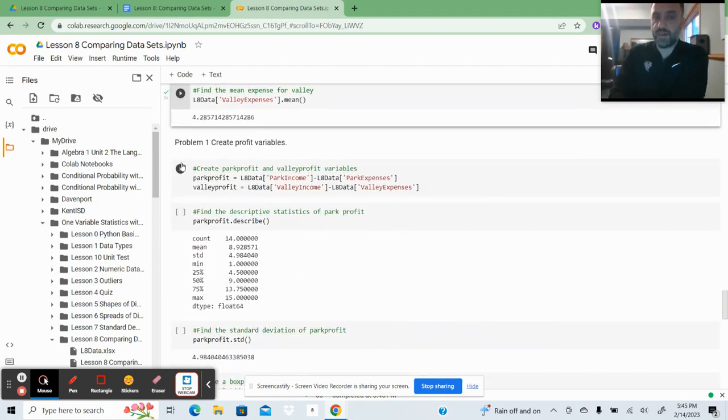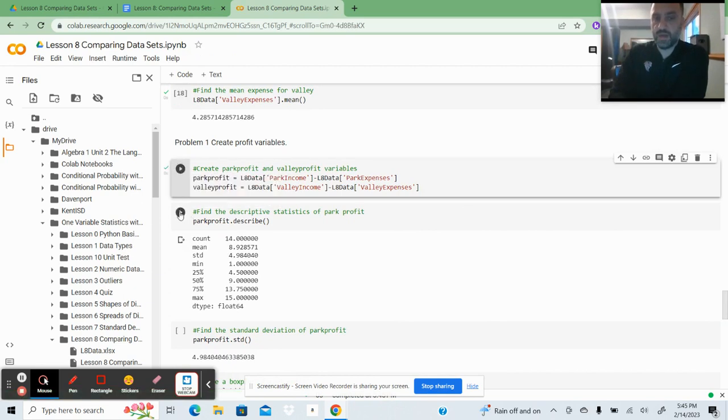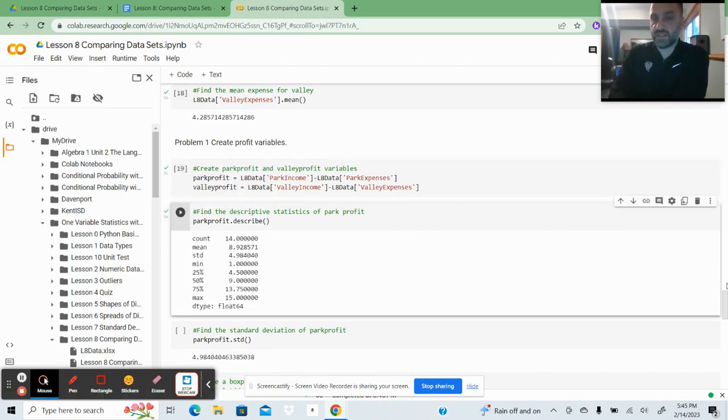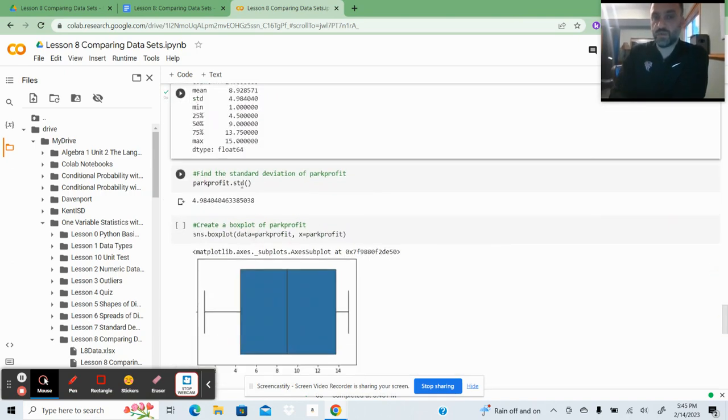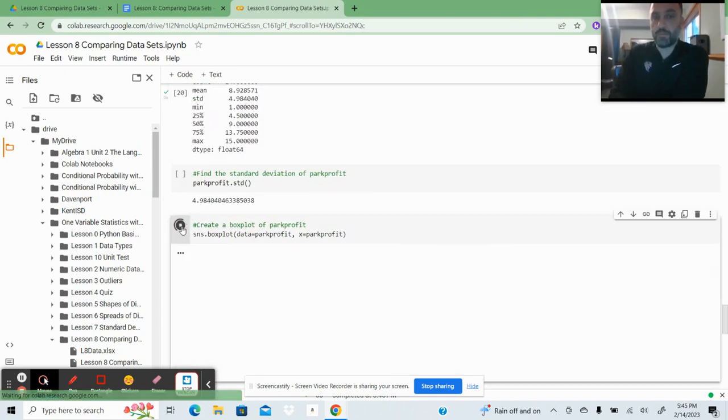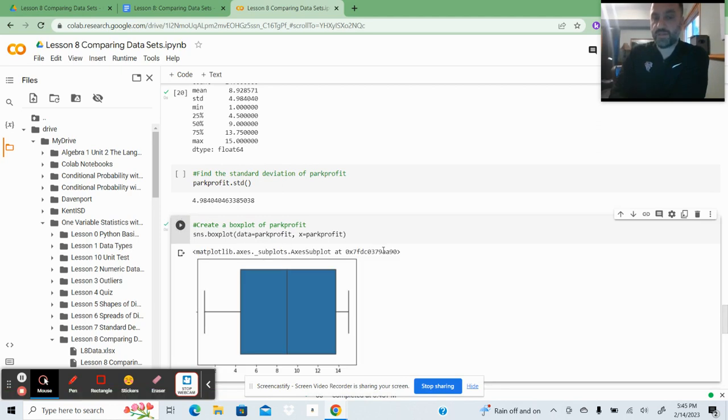And then we can create profit variables, which is income minus expenses for each. And then we can do the descriptive statistics. And remember, the standard deviation is actually in there, so we don't need those. And then we can do a box plot of the park profit. And the average profit is around $9.